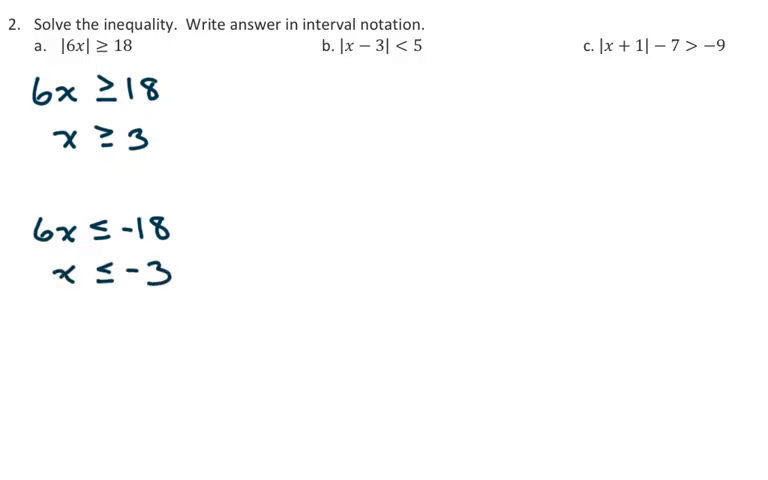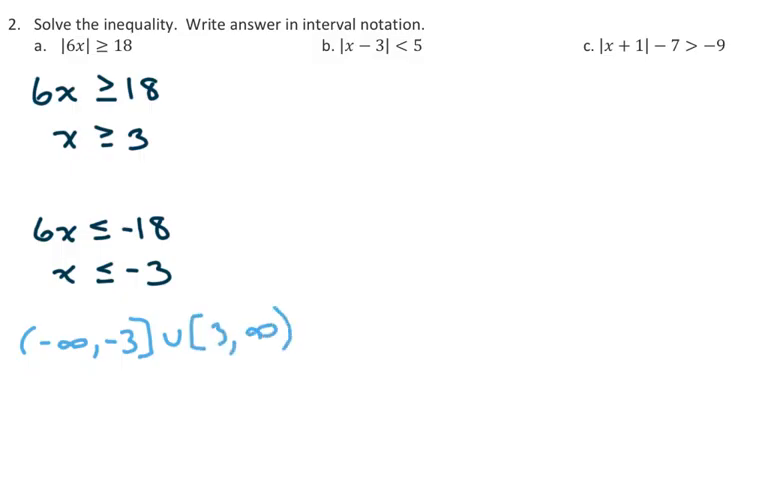These do need to be written in interval notation, so x is less than or equal to negative 3 first. It goes from negative infinity to negative 3 with a bracket, union, and then 3 with a bracket to infinity.